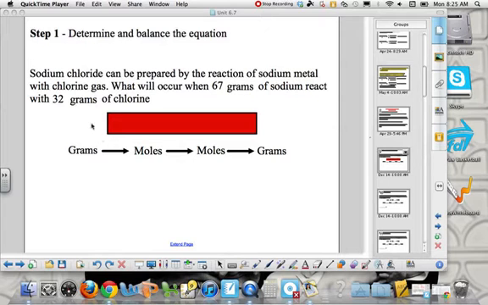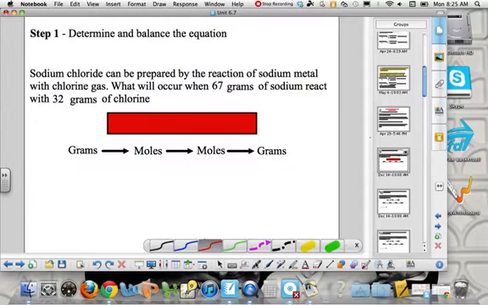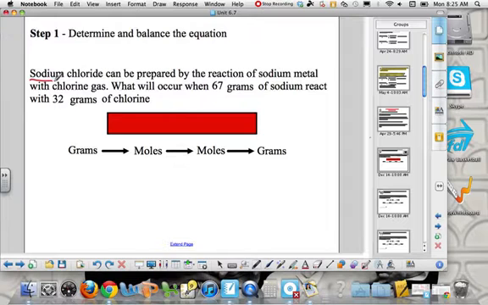Alright, so you might have had some trouble balancing that equation. So let's take a look at how to do this together and figure out what we need to do next. It says sodium chloride. So that's actually where I'm going to start. I'm going to start with the compound sodium chloride.